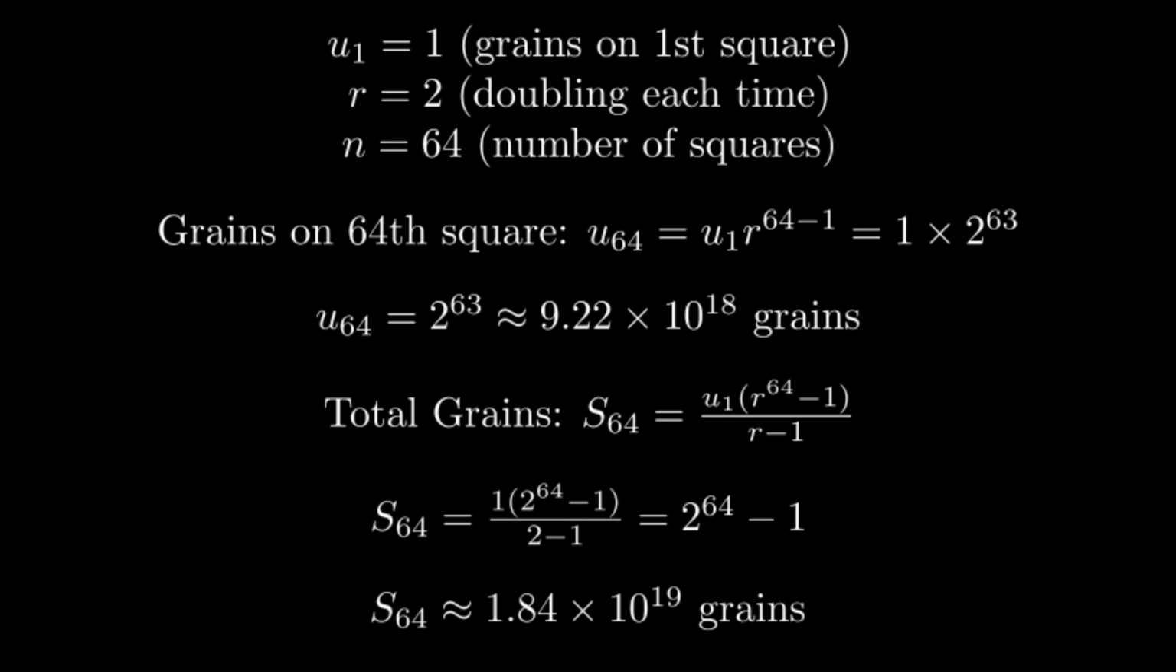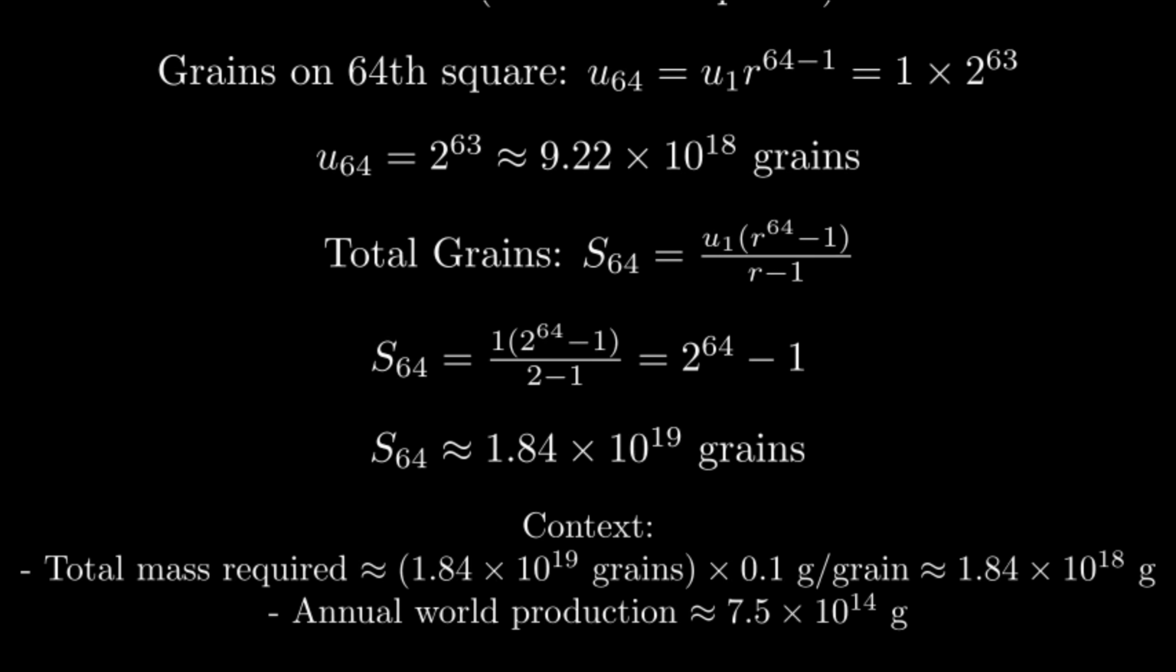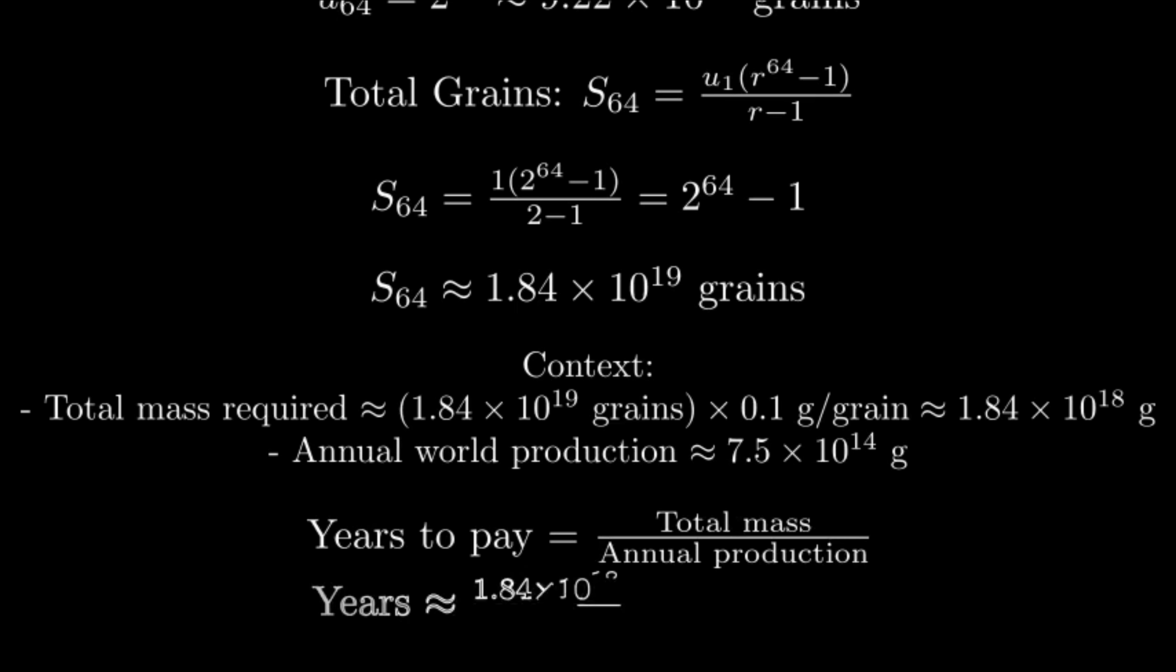Our intuition struggles to grasp such a quantity, so let's put it in context. Let's say a grain of wheat has a mass of about 0.1 grams, and the total annual worldwide production of wheat is about 7.5 times 10 to the 14th grams. The total mass required for the reward would be about 1.84 times 10 to the 18th grams. Compare that to the annual world production of 7.5 times 10 to the 14th grams. How many years of the entire planet's wheat production would it take to pay the reward? We divide the total mass required by the annual production. The result is about 2,450 years.